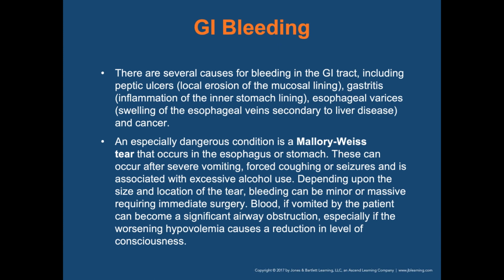An especially dangerous condition is a Mallory-Weiss tear that occurs when the esophagus or stomach tears. These can occur after severe vomiting, forced coughs, or seizures and are associated with excessive alcohol use. Depending upon the size and location of the tear, bleeding can be minor or massive, requiring immediate surgery. Blood, if vomited by the patient, can become a significant airway obstruction, especially if the worsening hypovolemia causes a reduction in the level of consciousness. That's a lot.